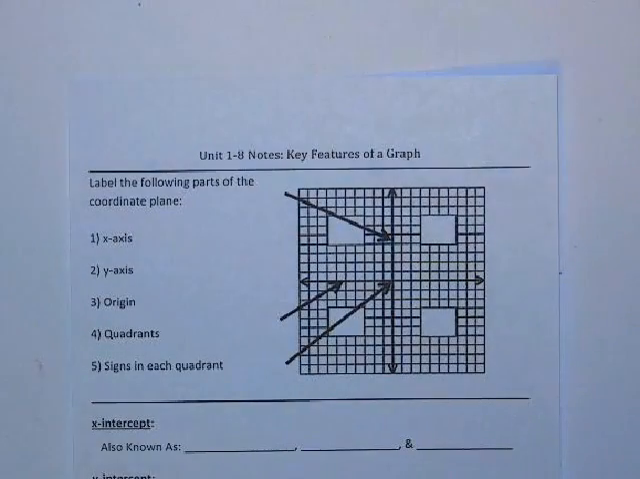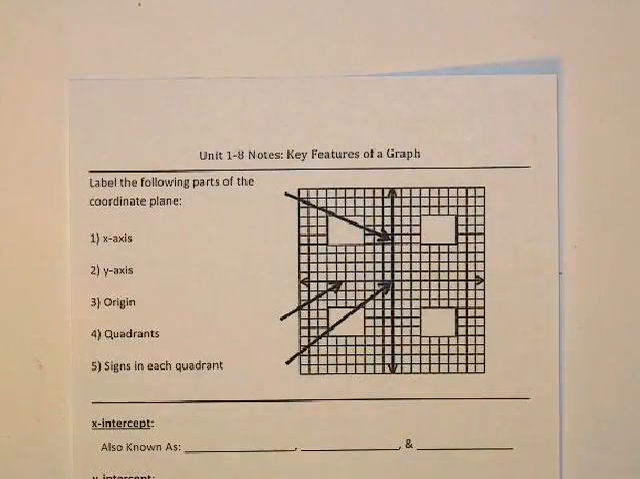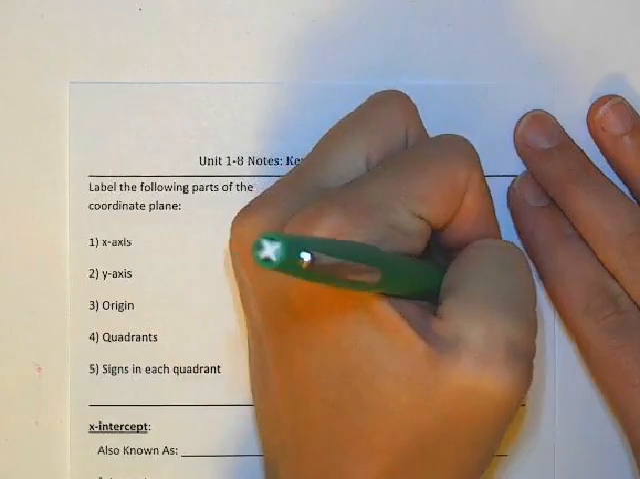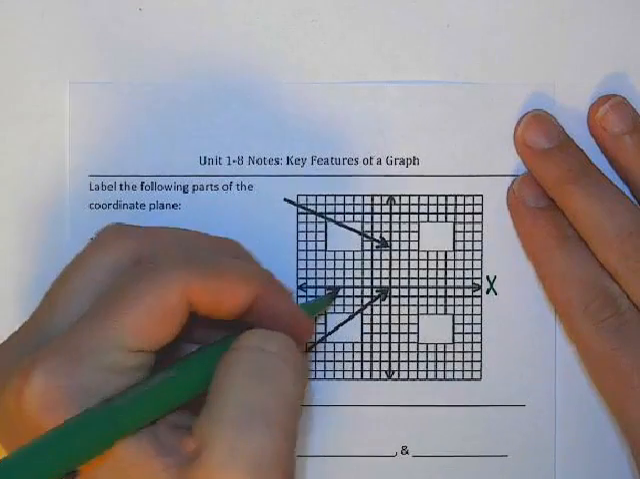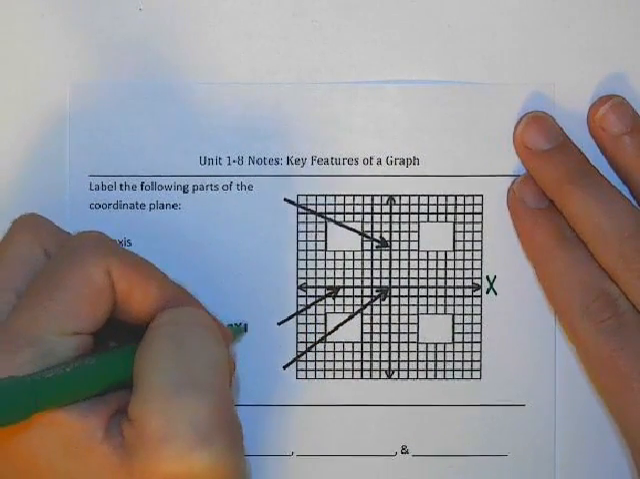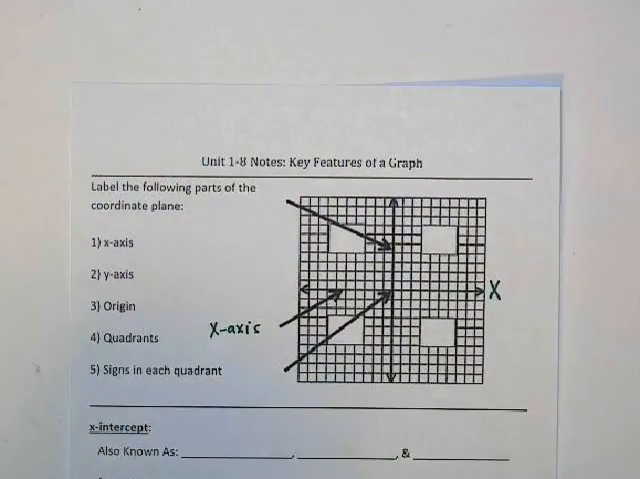And we're going to start with the x-axis, okay? And we know the x-axis goes left to right. So I'm going to label it x, and then I'm going to go to the arrow that's pointing to the x-axis and write x-axis. So write this with me.